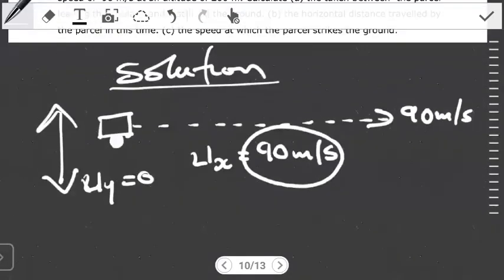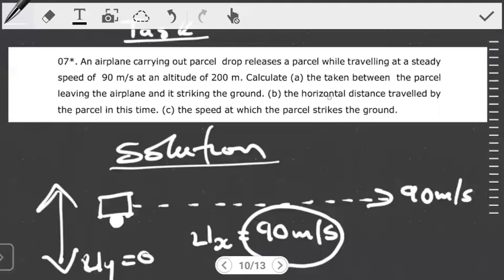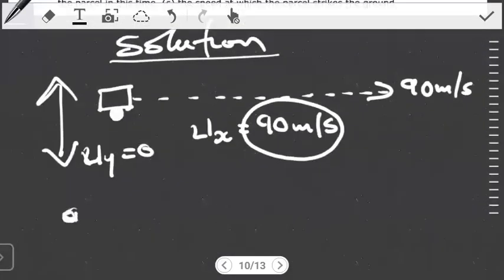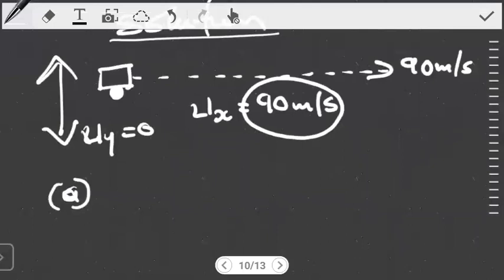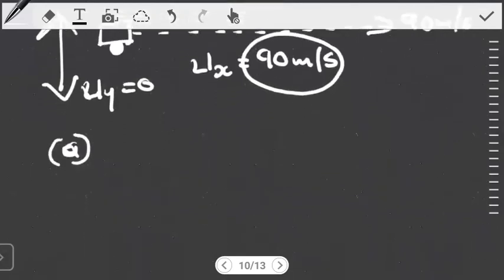Well, in the first part, the question is asking us to find the time taken. They're saying calculate the time taken between the parcel leaving the airplane and it striking the ground. So in part A, we want to find the time it takes from the minute the parcel leaves the plane to the moment it just hits the ground. So there we're going to deal with the vertical axis. In the vertical axis, the initial velocity is 0. The final velocity, we don't know what it is, but for now we're not interested in that.